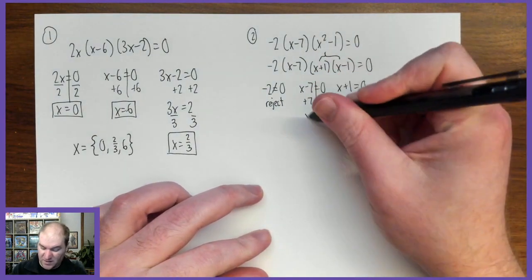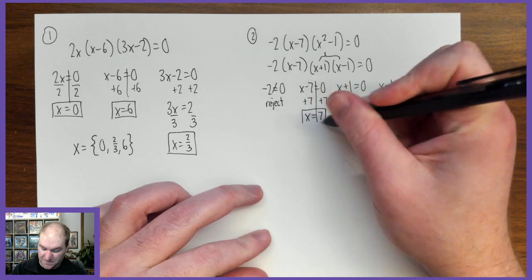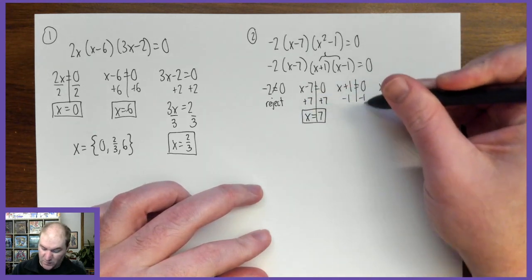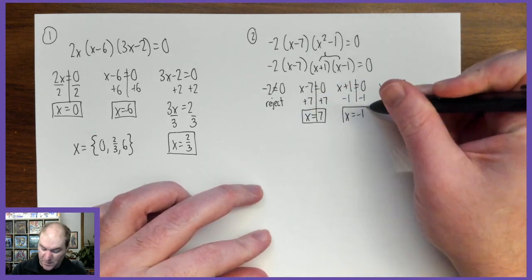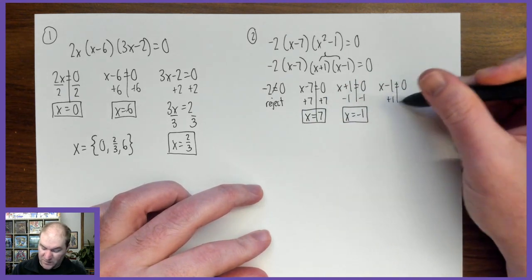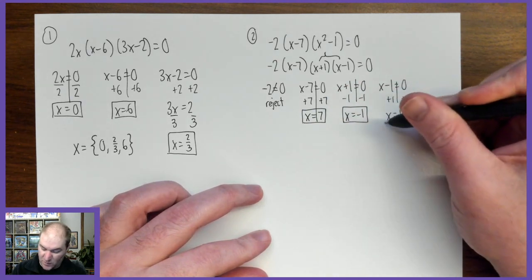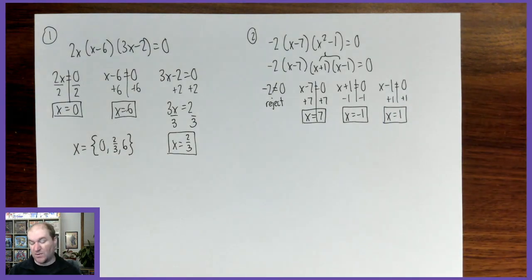I'm going to do plus 7 here and get x equals 7. I'm going to do minus 1 here and get x equals negative 1. And I'm going to do plus 1 here and get x equals 1. So my solutions to this problem are x equals 7, x equals negative 1, and x equals positive 1.